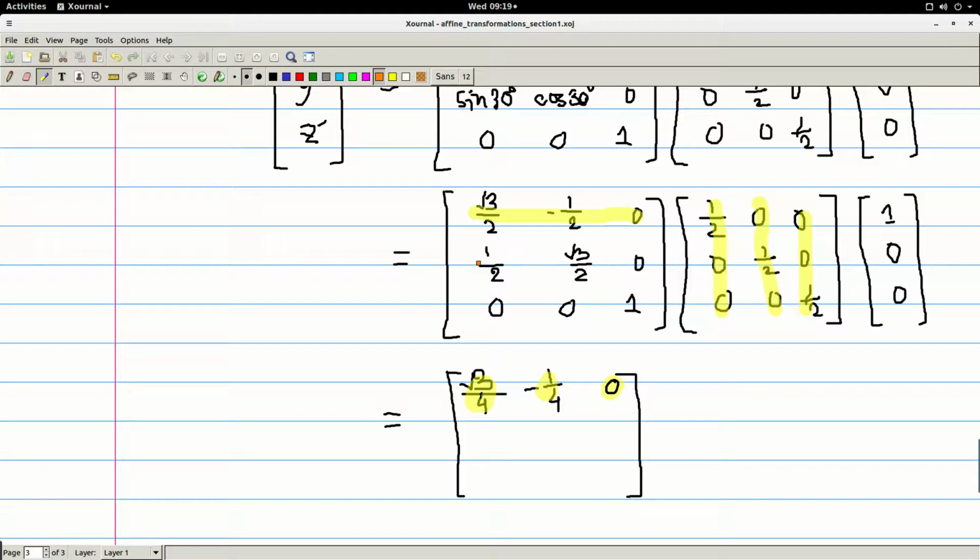So for the second row, we pick this row and the first column, right? 1 by 4 plus 0 plus 0. Is that right? This will be 0 and this will be 0, obviously. So right here, this is going to be 1 by 4.